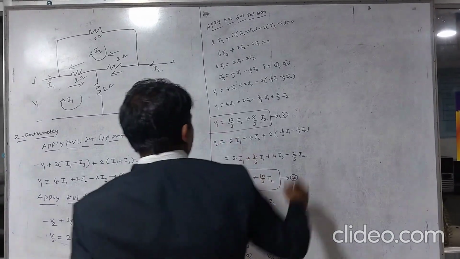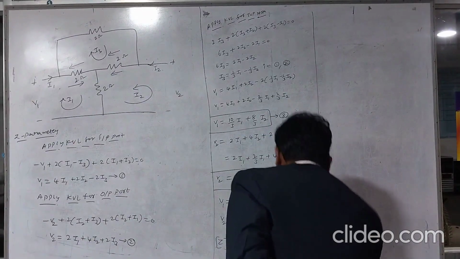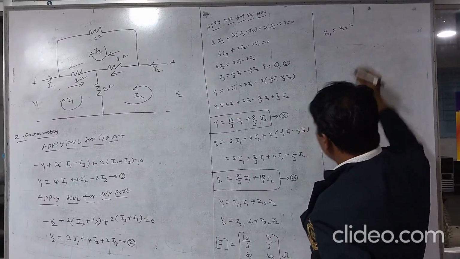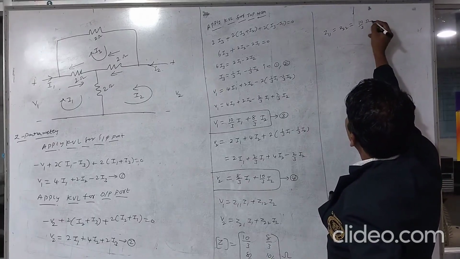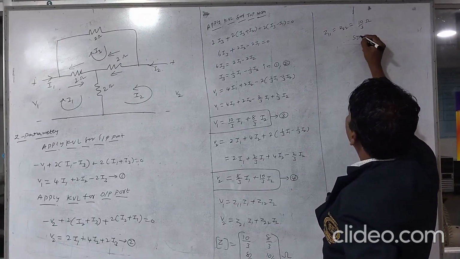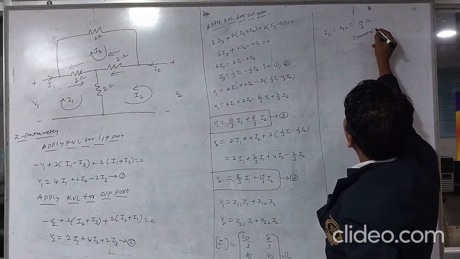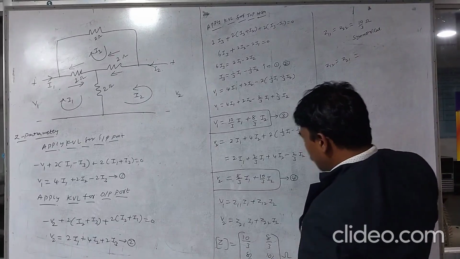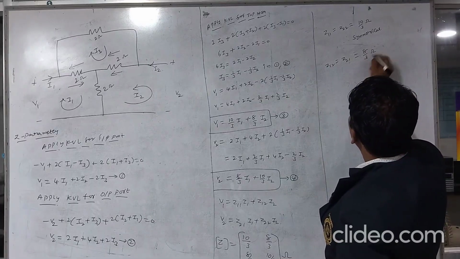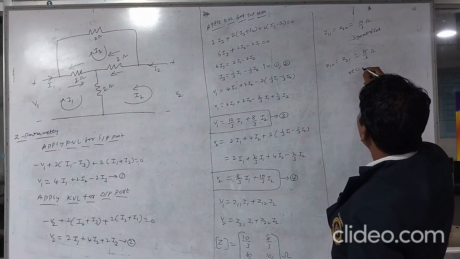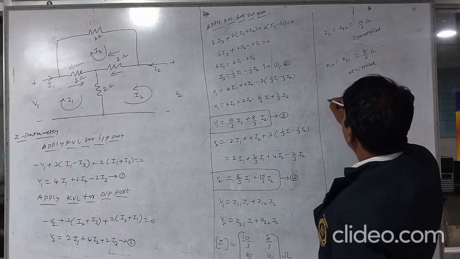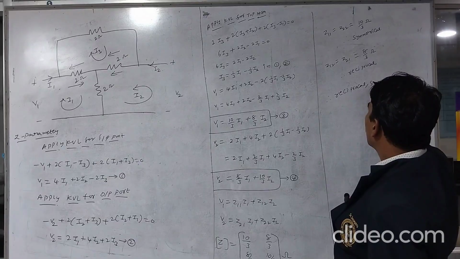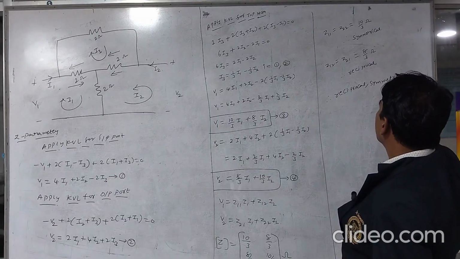Now you can make the comparison for reciprocal and symmetrical. Z11 and Z22 are equal with each other, so symmetrical. For reciprocal, the values are equal as well, so the given network belongs to reciprocal as well as symmetrical. Okay.